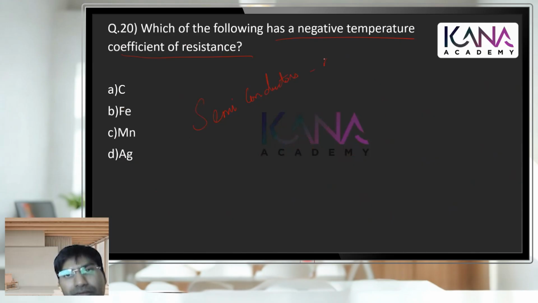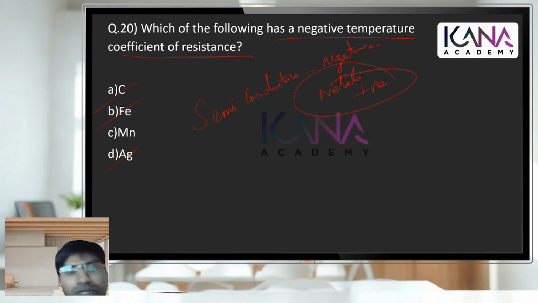This is usually negative. See, we know that for metals, one another way to solve this is also, mostly for metals, it is positive. For metals, the temperature coefficient of resistance is positive.